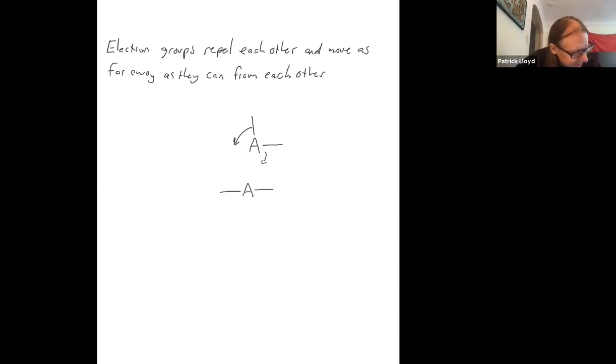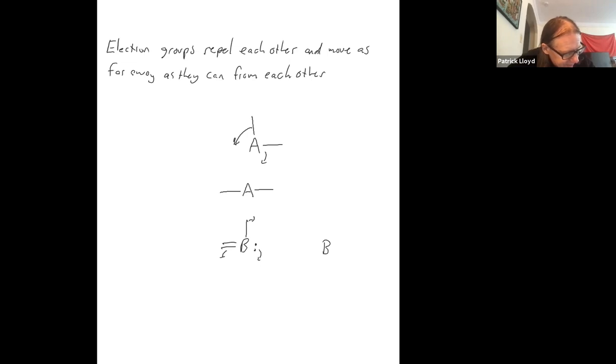If you had 3 electron groups, notice that I'm using a single bond, a double bond, and a lone pair. All 3 of those are examples of electron groups from the previous discussion. These would move as far apart as they could. So this one might move over this way, this one over there, and this one over there. See how I'm drawing them as far apart as I can? You end up with a little triangle.